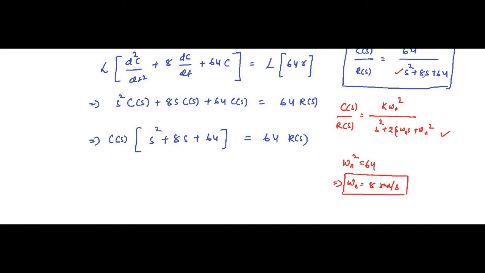Then comparing this 8 and 2 zeta omega n, 2 zeta omega n is equal to 8. That implies zeta is equal to 8 by 2 omega n, which is equal to 8 by 2 into 8, since we have calculated here that omega n is equal to 8. So this gets cancelled, and zeta is equal to 1 by 2, which is equal to 0.5. Okay, we have calculated that.